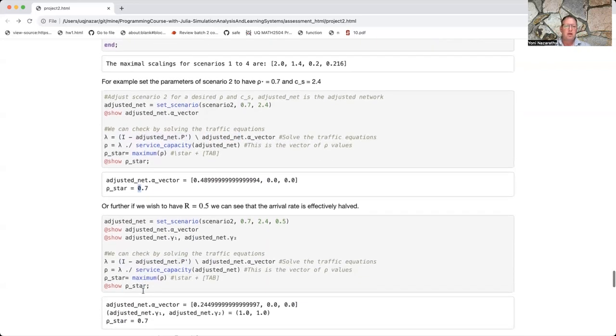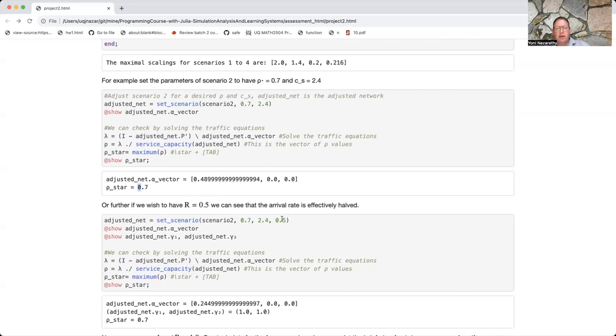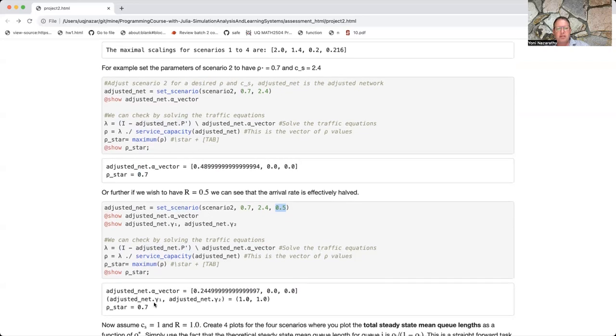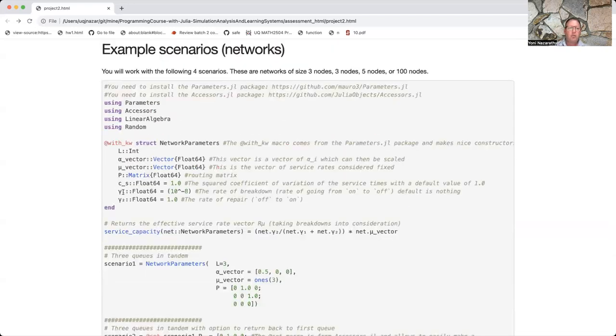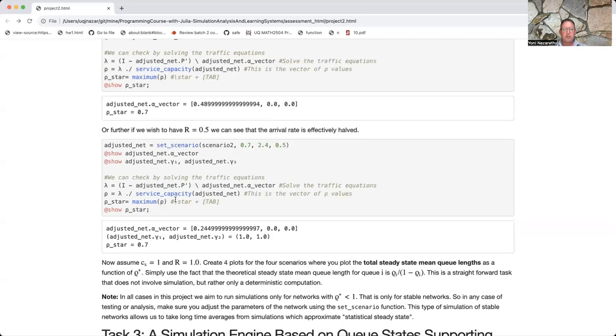So that works. Okay, now further to that, just like we had before, we also added R equals 0.5, okay? So now the adjusted gamma 1 and gamma 2 are going to be 1 and 1. Before, by default, they were not 1 and 1. They were like almost 0 and 1, okay? So there were almost no breakdowns. But now you have breakdown and repair at equal proportions, okay? And you're still going to get the desired rho star of 0.7, but now the alpha was reduced. Why? Because in your system all nodes are broken down half of the time. So your arrival rate was effectively halved, okay, from what it was here.